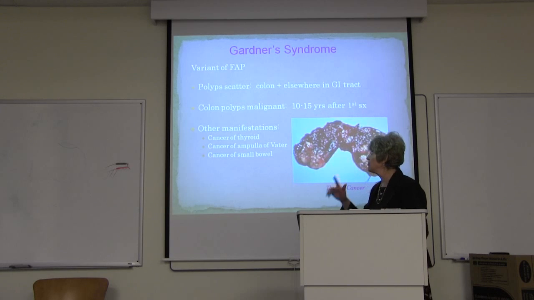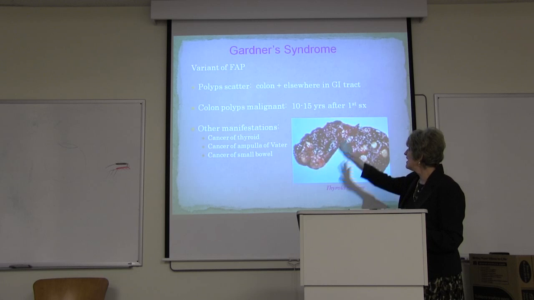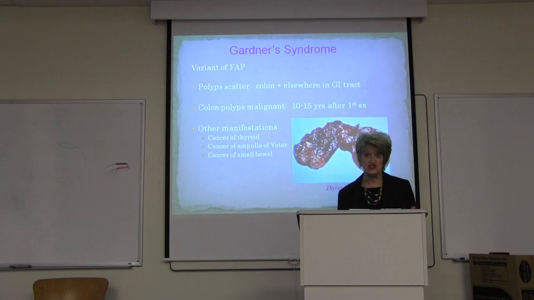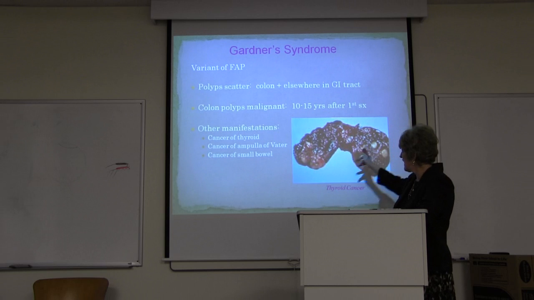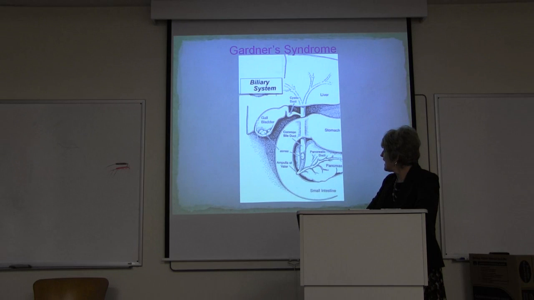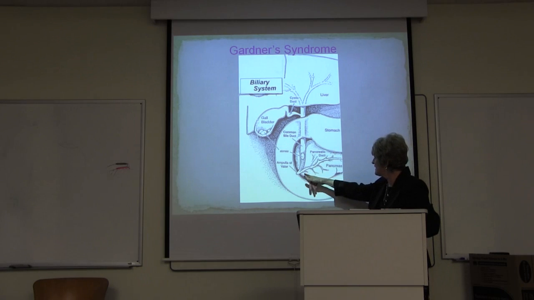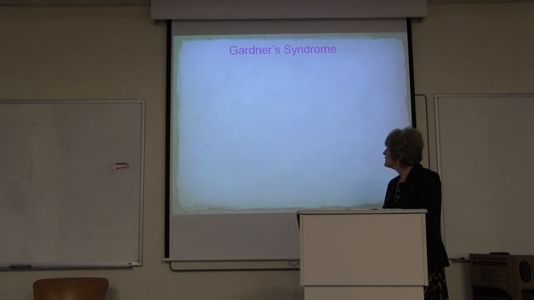But you see, the problem with Gardner syndrome is that the polyps are not limited to the colon. They're elsewhere in the GI tract, and they're associated with malignancies elsewhere in the body. So I'm just going to show you some of the manifestations. You can have cancer of the thyroid, that's what you see here. You can have cancer of the ampulla of Vater, that's where the pancreatic duct empties into the small bowel. Okay.